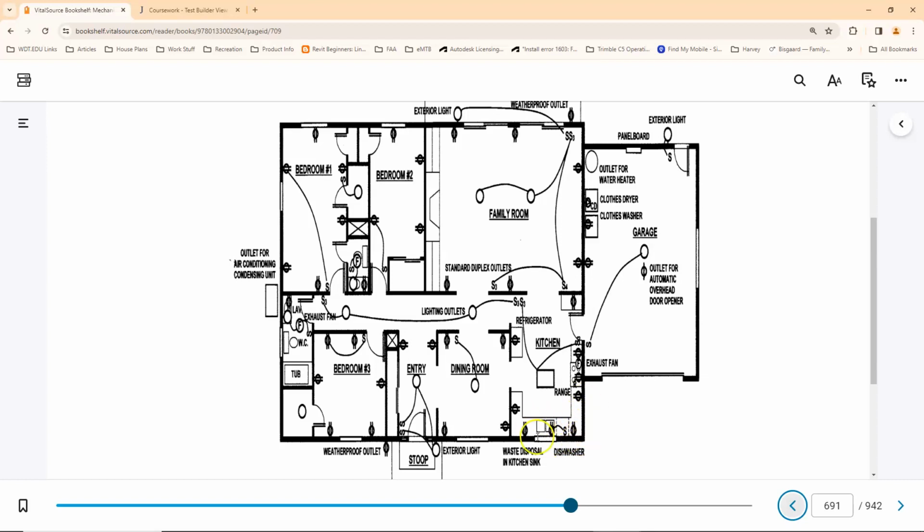You'll notice that bedroom 3 is indicating a light inside the walk-in closet here, but there's no switch associated with it. So when you see that, that's either an omission, someone forgot to put something on there, or possibly that light is on a smart switch.